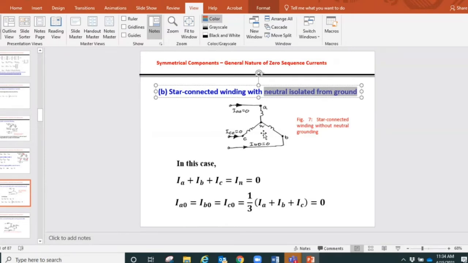Normally we connect neutral points to ground to keep the voltage of the neutral point at the ground voltage, which is normally supposed to be 0.